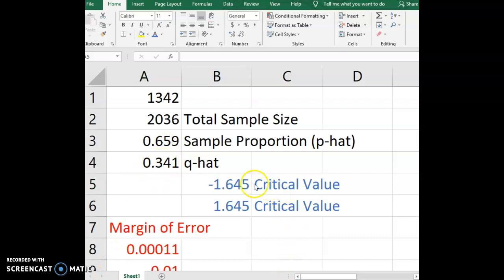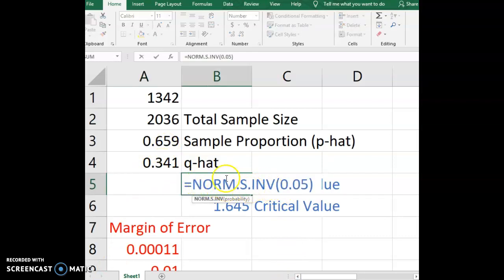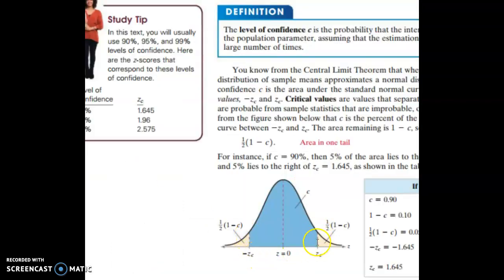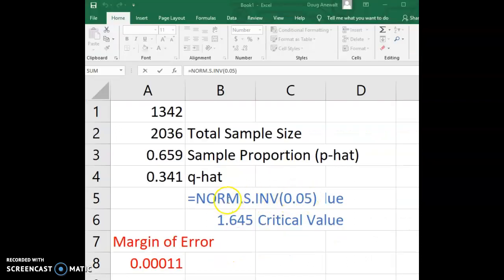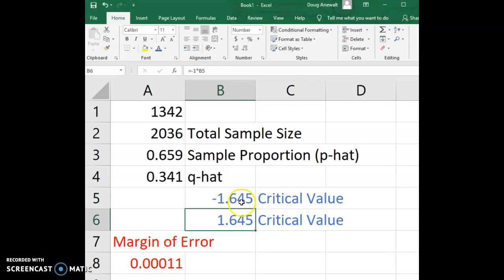And now to find the critical value, we will be using the normal distribution. So your formula is NORM.S.INV. And for a 90% confidence interval, that means there's 5% in each of the tails. If 90% is in between our critical values, that means 10% is outside, and split between two tails, it's 5% in each tail. So we want to type in 5% here to find our critical value.